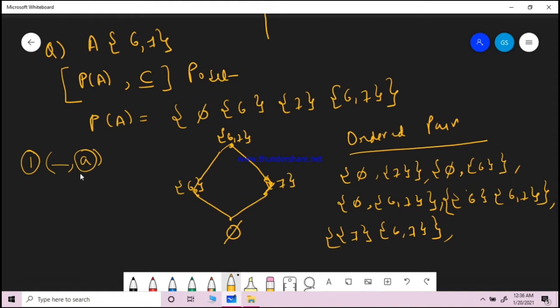Simply you can identify using this technique. So this will be your minimal element. Just see the element that never appeared in the right hand side. Phi is the element that never appeared in the right hand side. This is the left hand side, this is the right hand side. Or we can simply write this: phi is related to 7. So phi never appeared in the right hand side, so this will be your minimal element.